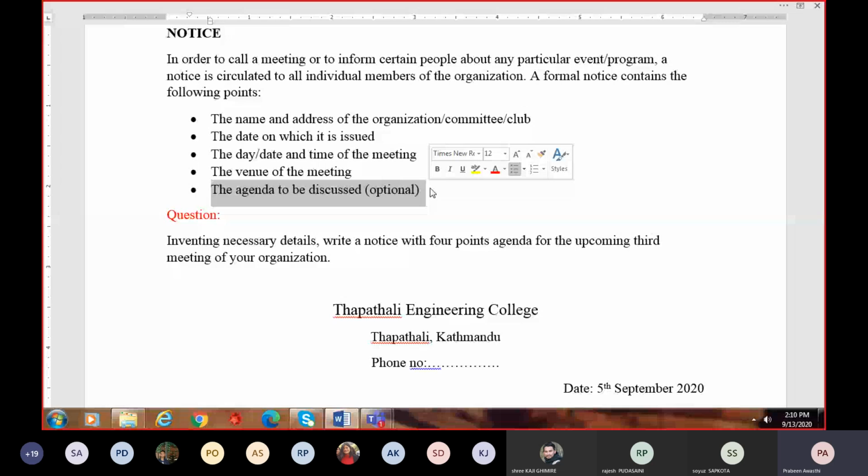What is the benefit of including an agenda? When you include an agenda for the discussion, then your participants will make preparation accordingly. They will think accordingly. They would present their views. That is the benefit of including an agenda.